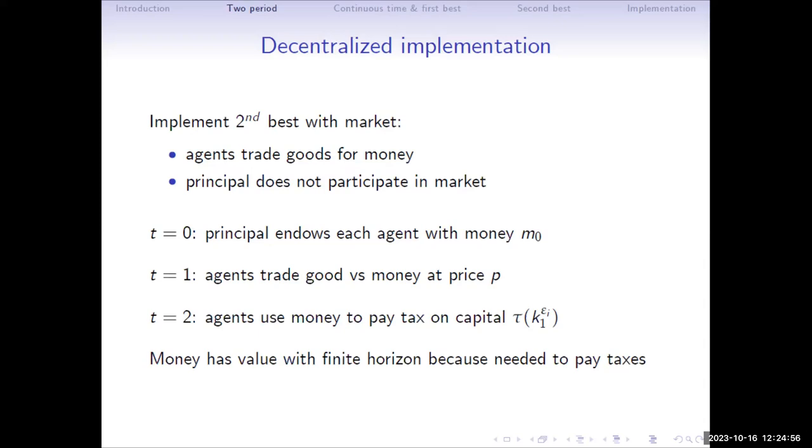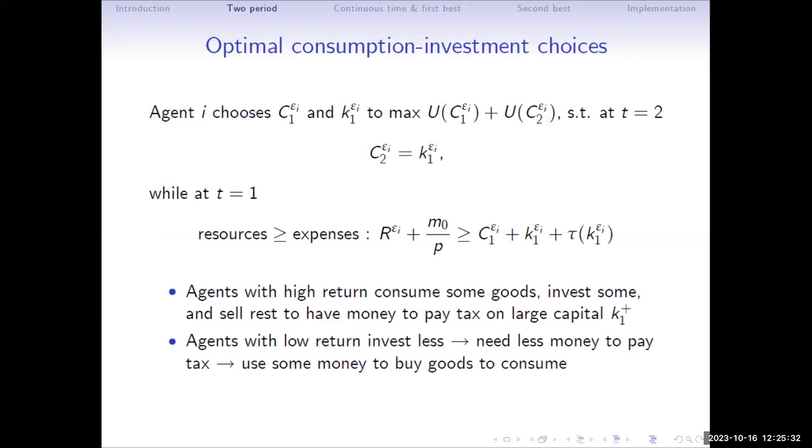So related to what Daryl was saying before, investing in the asset is observable, and that's why it can be taxed by the government. And it's also the only way to save. No, I'm sorry, I said something wrong. In the continuous time model, there will be another way to save, which will be money, but not in the two-period model. But in the two-period model, so we have a finite horizon, very finite, and yet money has value. And money has value because you need money to pay your taxes. So what happens is the agent wants to maximize expected utility of consumption.